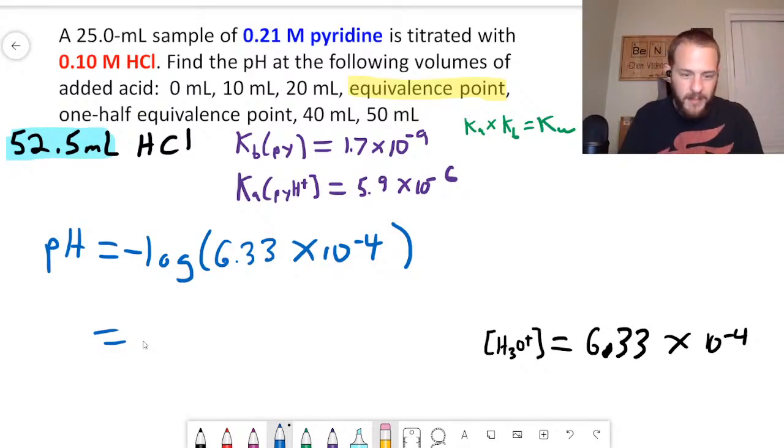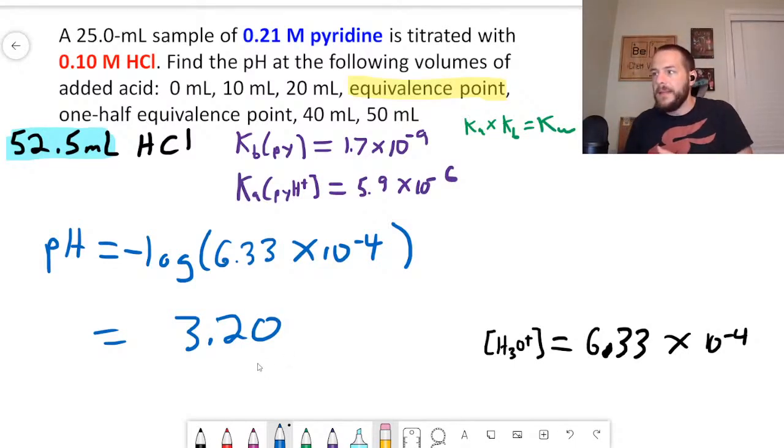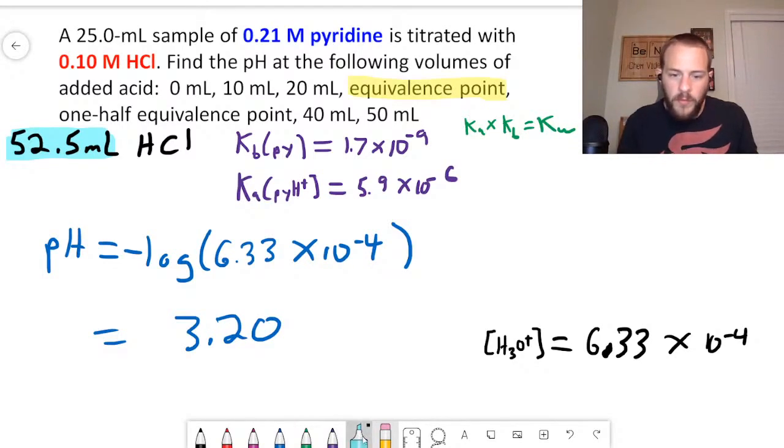Join me. Negative log. And I got a value of 3.20. That's if you round it to 2 decimal places, but that's it. 3.20. That is our pH at the equivalence point.